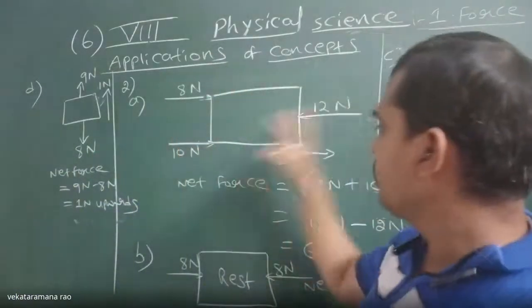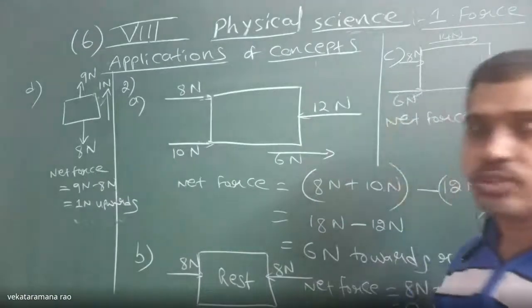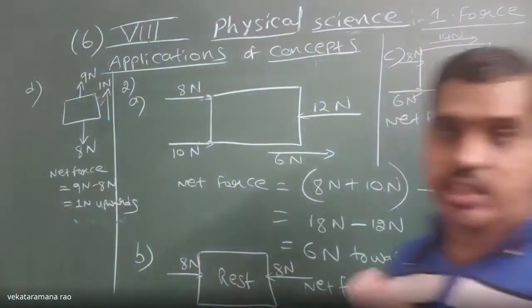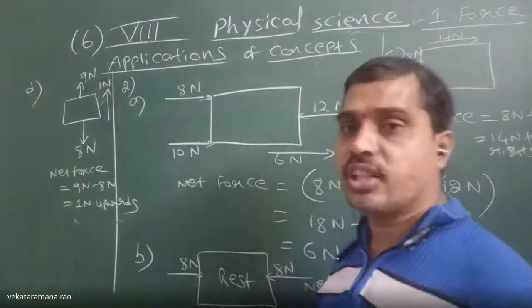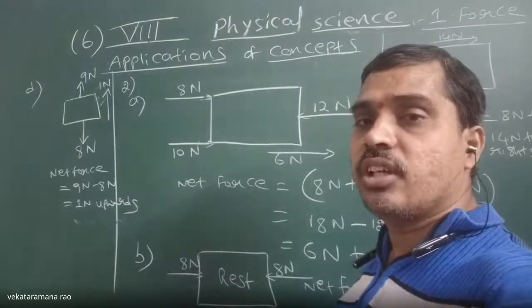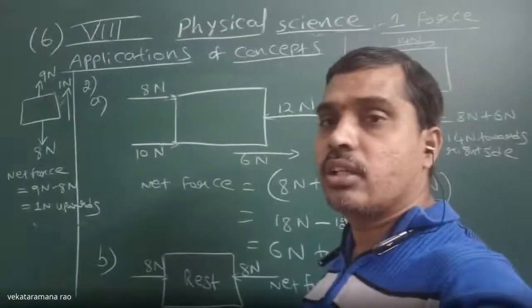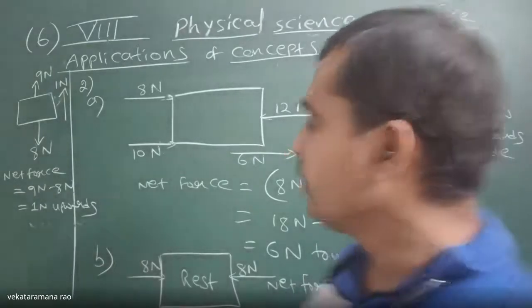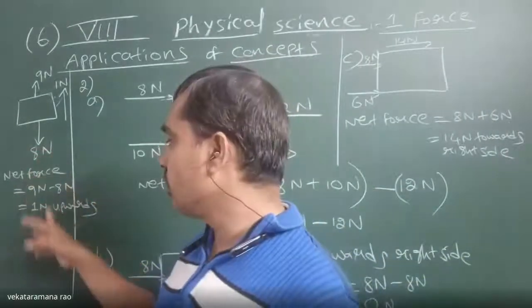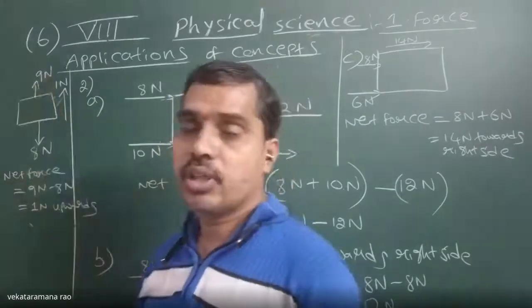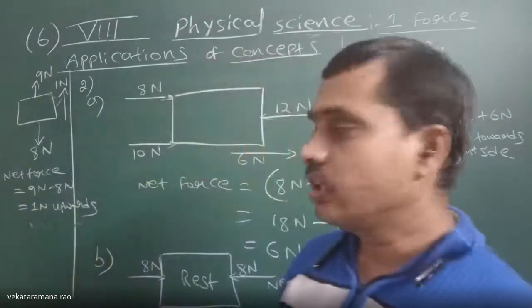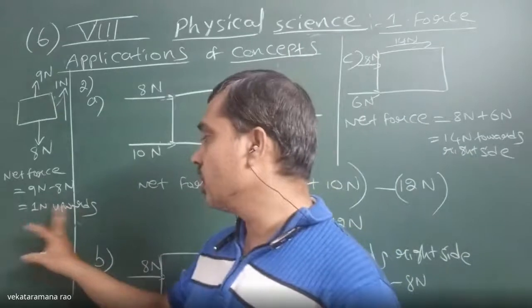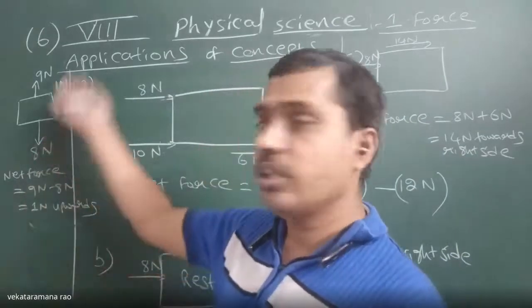Whereas in all these three cases, all the forces acted horizontally. Horizontally means along the x-axis. Whereas in this case, the force is acting along the y-axis. So since the vertically downward force is less than the vertically upward force, the net force is equal to 1 newton upwards. And the body will be in the air.